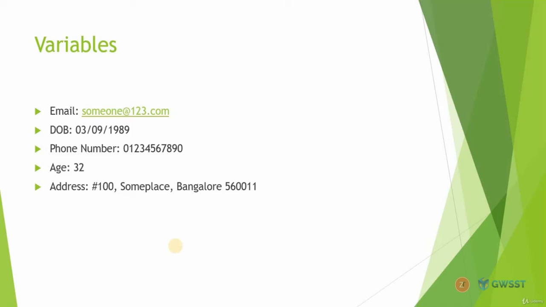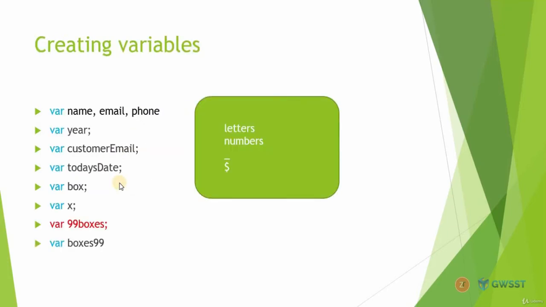When you're working with JavaScript, you usually come across a lot of data. For example, sometimes you might require to store the data of a specific person, like his email ID, his date of birth, phone number, age or address or something like that. Now with the help of JavaScript, you can create variables, and that is how you can actually store data.